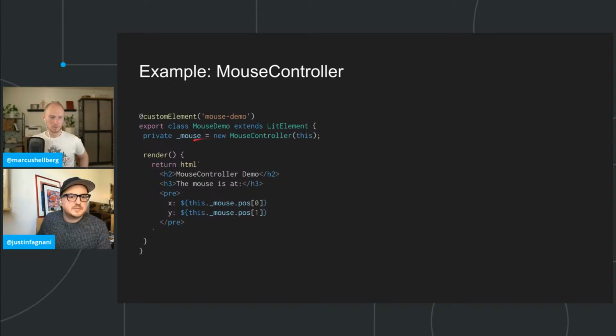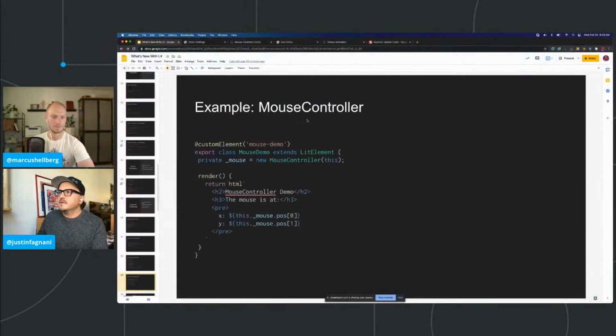And this is how you use it. So you just new up the controller and you store it on your element's class. And then you use the state from the controller in your template. And the nice thing here is that the controller takes care of abstracting all of the logic that tells the host to update. So you don't actually have to wire these together. Basically, you create the mouse controller and then it's ready to go. And it tells your component to update.